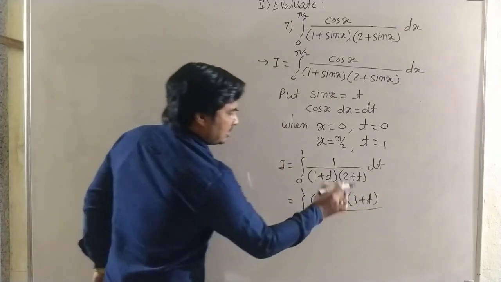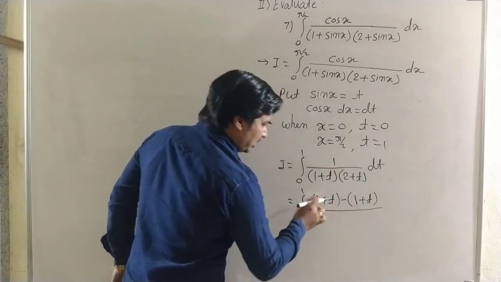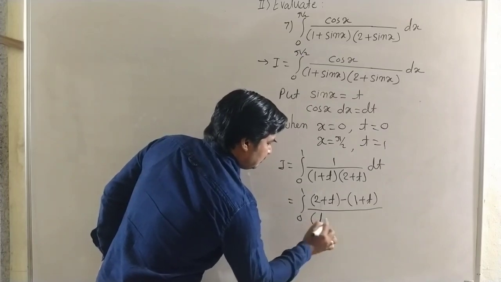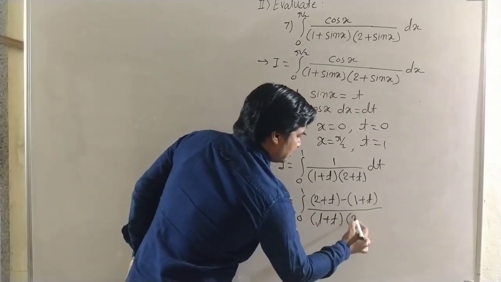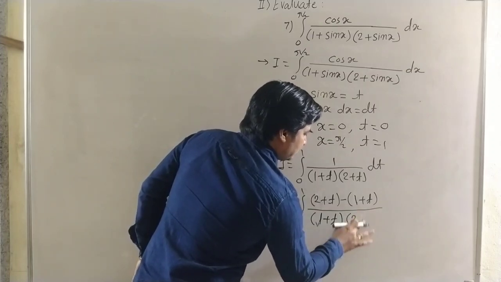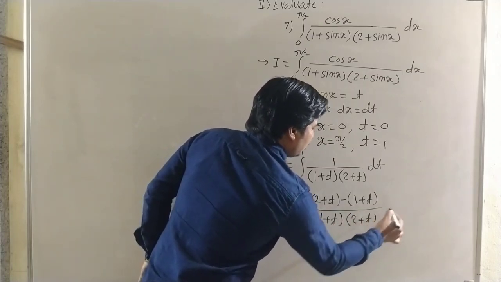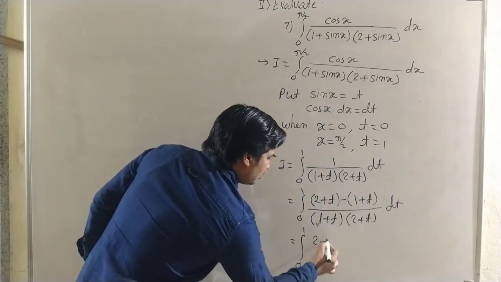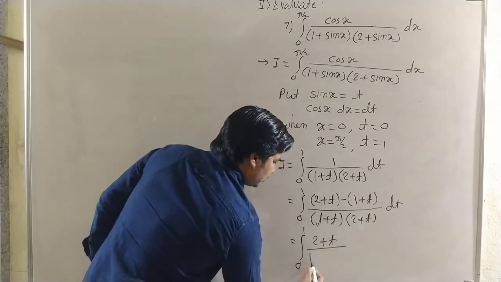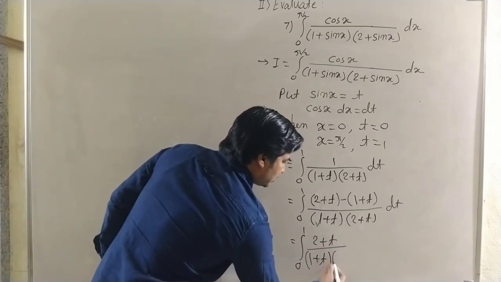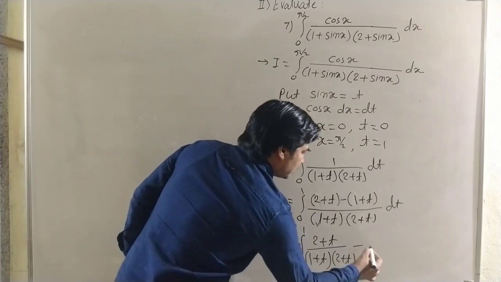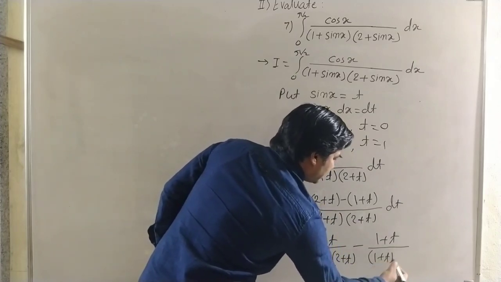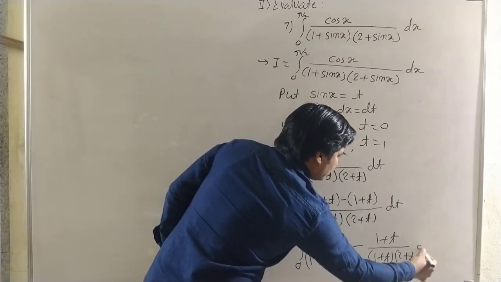Okay, here we adjust both the linear factors in the numerator, and the calculation of this term, it is 1, and here it is 1 plus t and 2 plus t. Now we separate. Integral 0 to 1, 2 plus t upon 1 plus t, 2 plus t, minus 1 plus t upon 1 plus t, and it is a 2 plus t dt.